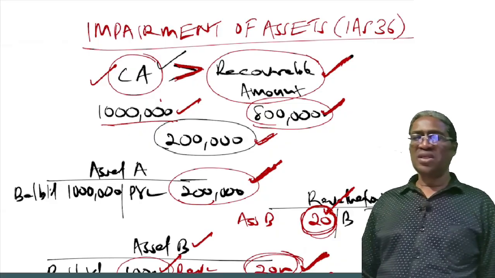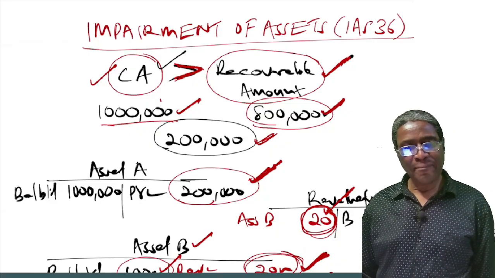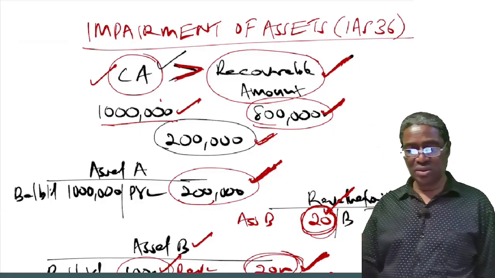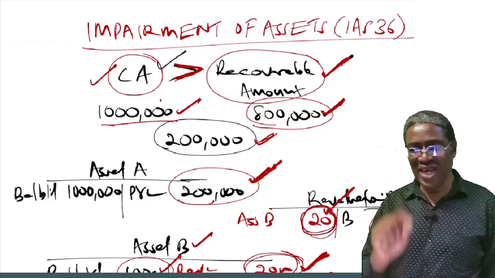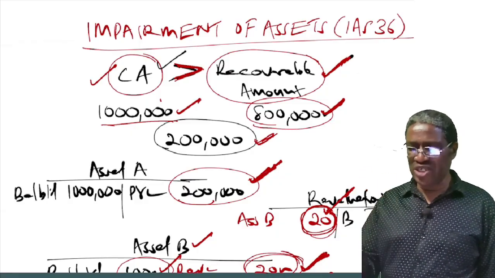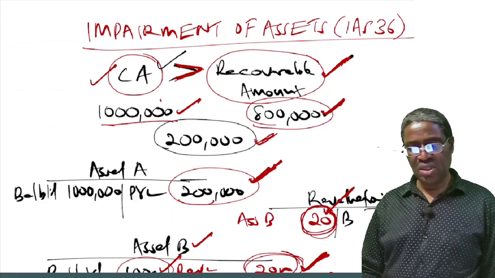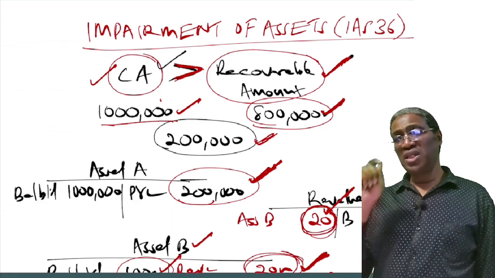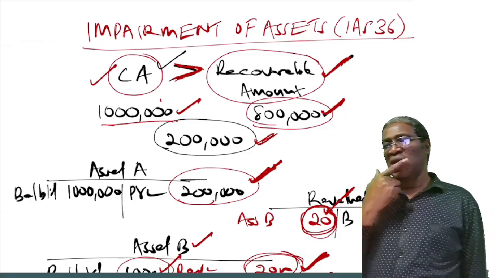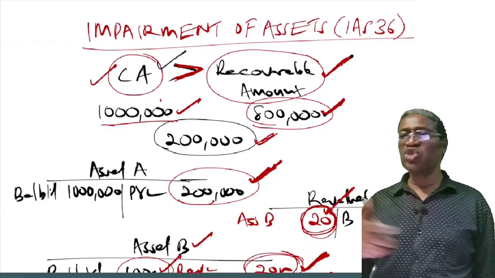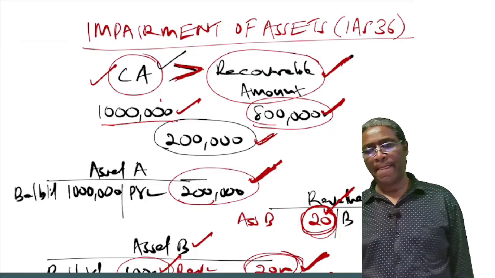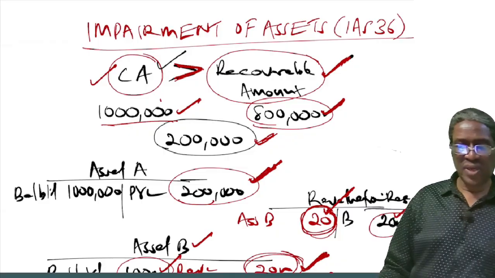Another paragraph. Any impairment loss of an asset should be written off against the profit in the profit and loss account. Just say in the profit and loss. Any impairment loss of an asset should be written off against the profit in the profit and loss.